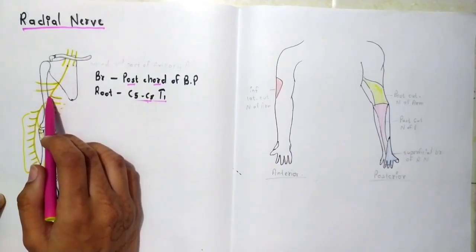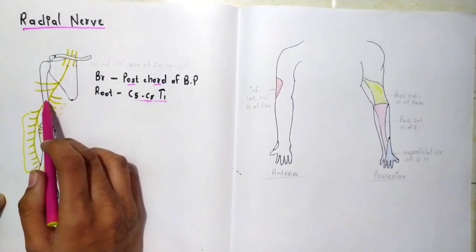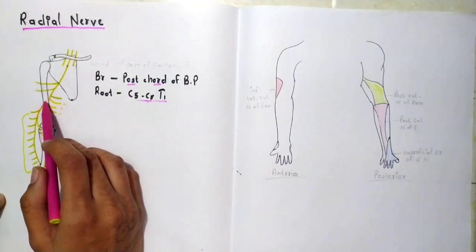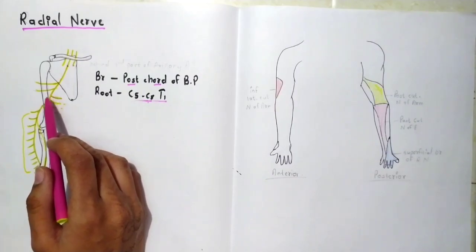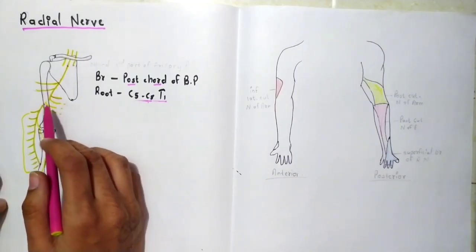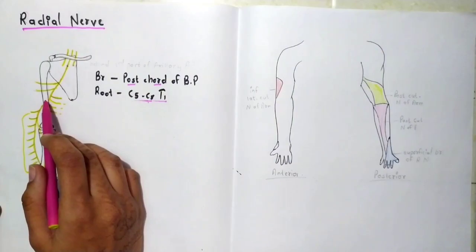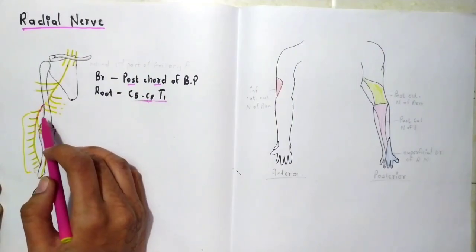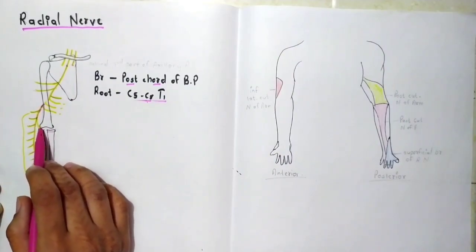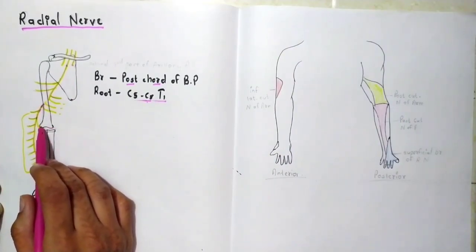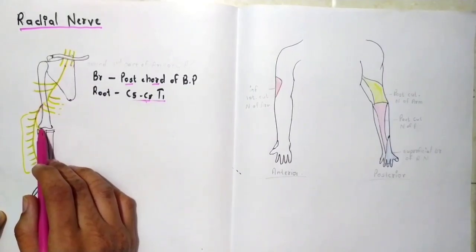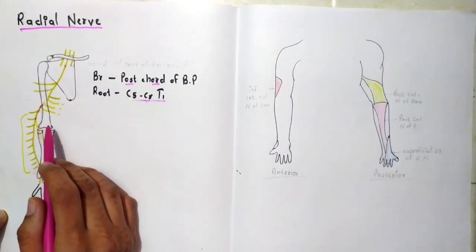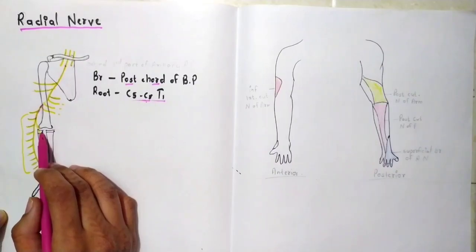After the lower triangular space, it will enter the radial groove, which is present on the posterior surface of the humerus. After the radial groove, it will run downward and enter the cubital fossa. In the cubital fossa it is located lateral to the biceps tendon. Then it will enter the forearm.